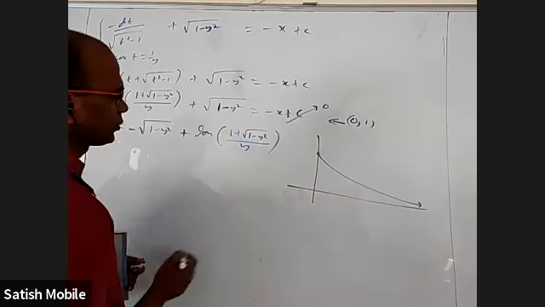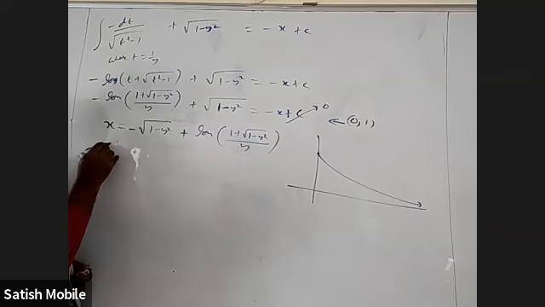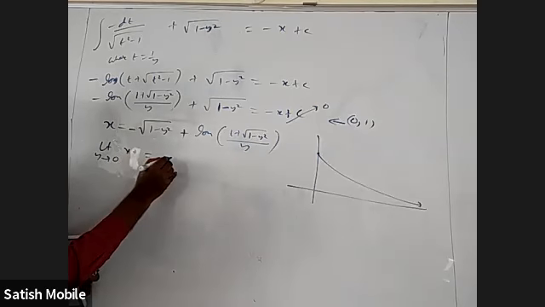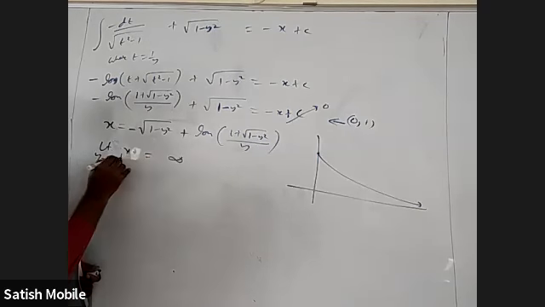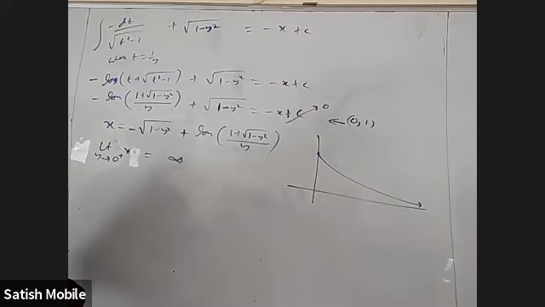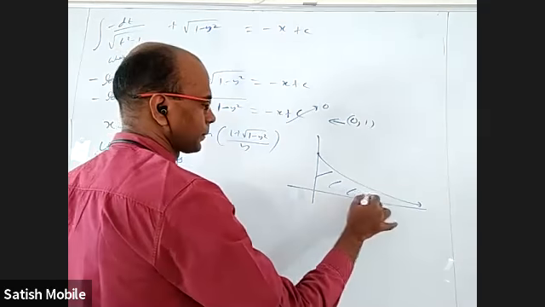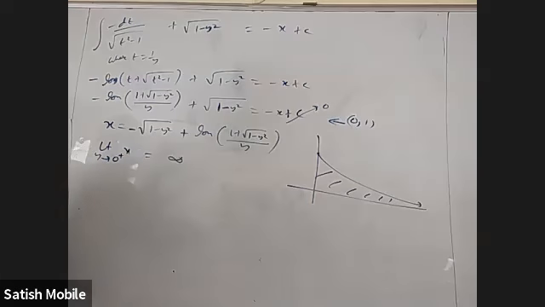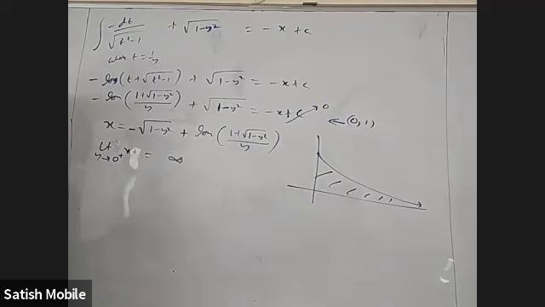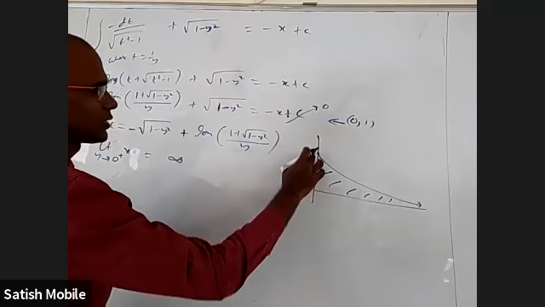Now please understand that when limit y tends to 0 plus, x is reaching infinity. That's why it is trying to touch the x axis. We want to find this area. If we want to do integral y dx, we cannot do it because we don't know what y is in terms of x. So obviously we have to do integral x dy. x dy means your y values are changing from 0 to 1.